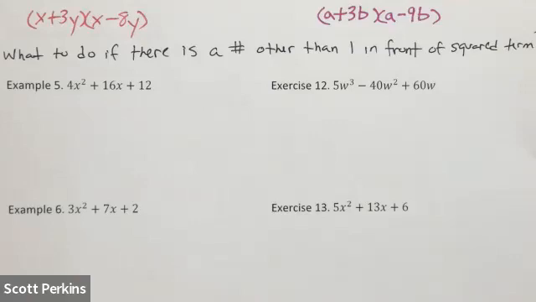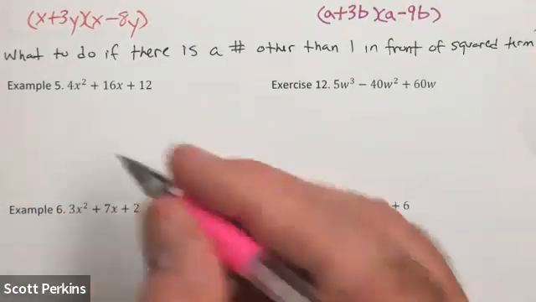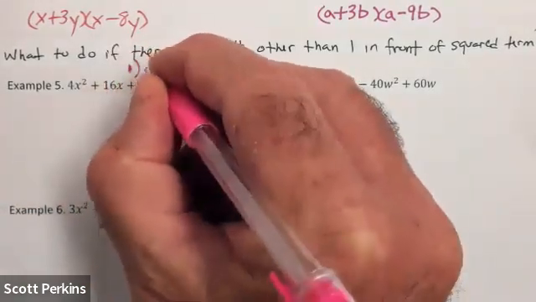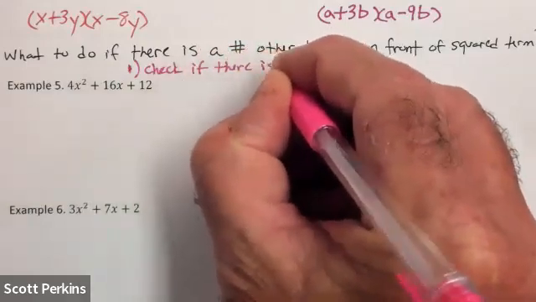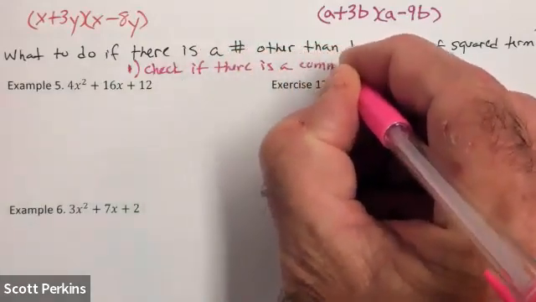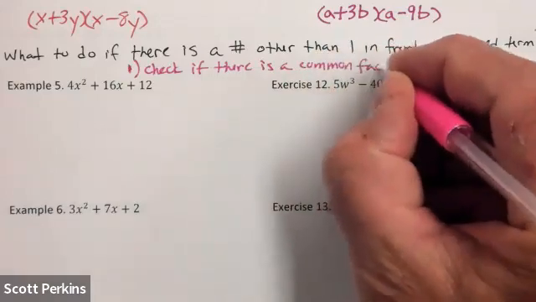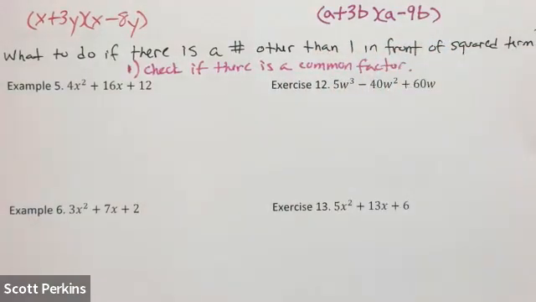Okay, so first thing you're going to do is this. You're going to look at the problem, and number 1, you're going to check if there is a common factor, like we were doing last time we were together. When there is a common factor that you can pull out, it's always better to use smaller numbers than larger numbers, than having to mess around with them.